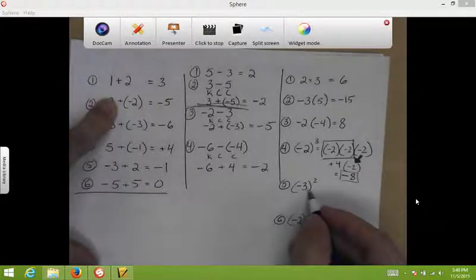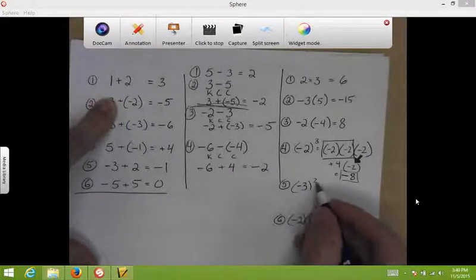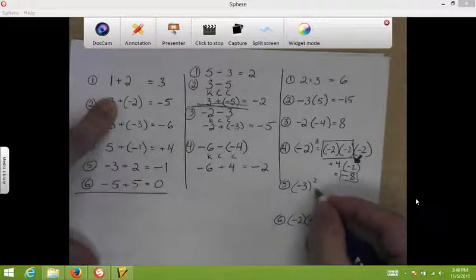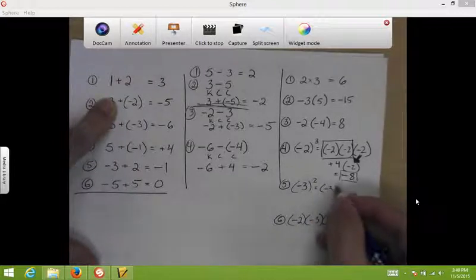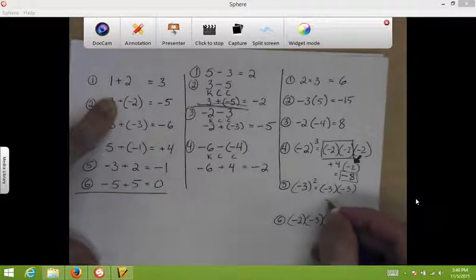So now let's take a look at this one. Negative 3 squared. Negative 3 to the power of 2. Well, this little 2 tells us to write the base twice. So we're going to write negative 3 times negative 3. Since the signs are the same, the answer is positive, and 3 times 3 is 9. So that's our answer for that one.